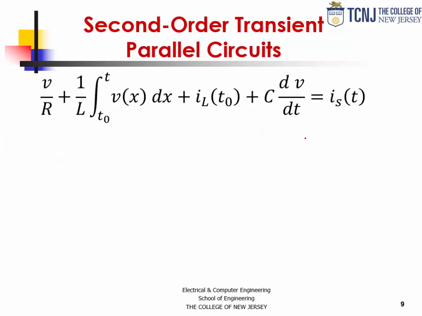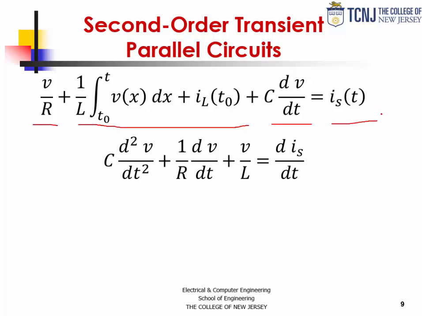For the parallel circuit, if we write the nodal equation at that single node, we have that the current through the resistor plus the current through the inductor plus the current through the capacitor is going to be equal to the source current. And if we manipulate that equation, we get a second order differential equation that looks like so.